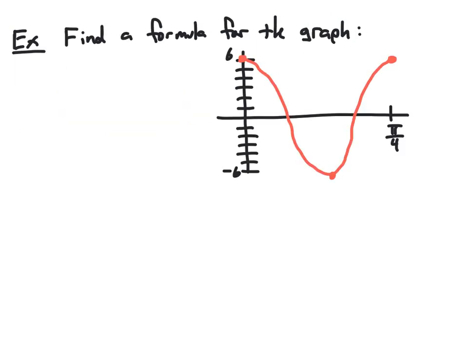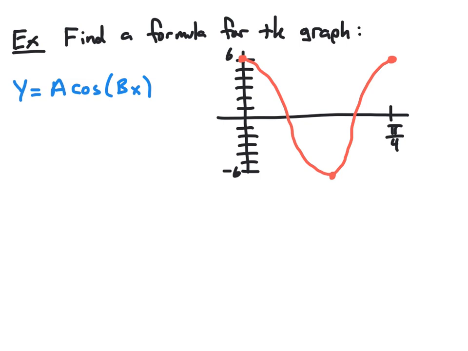In this example, we want to do the reverse of the previous example and find a formula for the given graph. So when we look at this graph, the first thing that we notice is that the graph starts at its maximum value and does not in particular start at the midline of 0. And so just by looking at that starting point, we know that we have a graph of a cosine curve. So we're going to be looking for a formula of the form y equals a cosine bx. Again, we know it's not a sine curve because a sine curve would start at the origin. And so we're looking for a cosine curve, and we need to find the values of a and b.